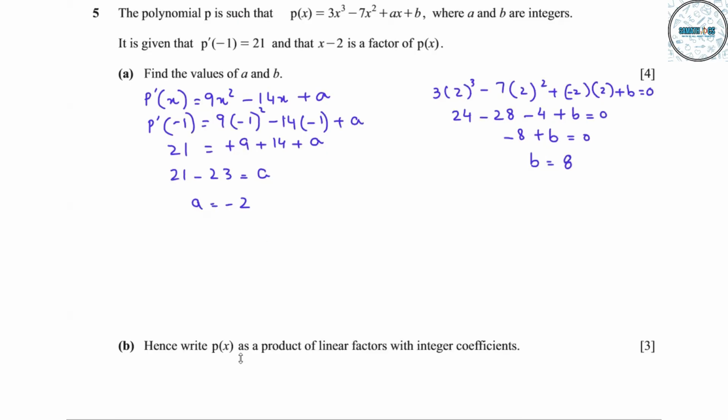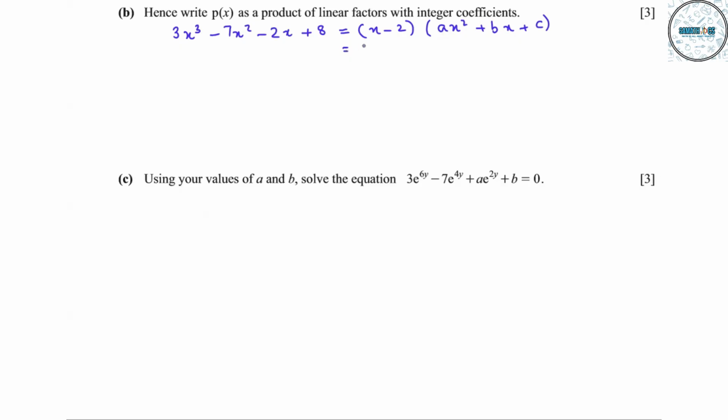Part B. Hence write p of x as a product of linear factors with integer coefficients. So p of x is 3x cubed minus 7x squared minus 2x plus 8, which is equal to x minus 2, which is the factor of p of x, into ax squared plus bx plus c, the quadratic factor. So we will take out the values of a, b, and c, and then we will factorize to find the linear factors. So first of all, we will expand.